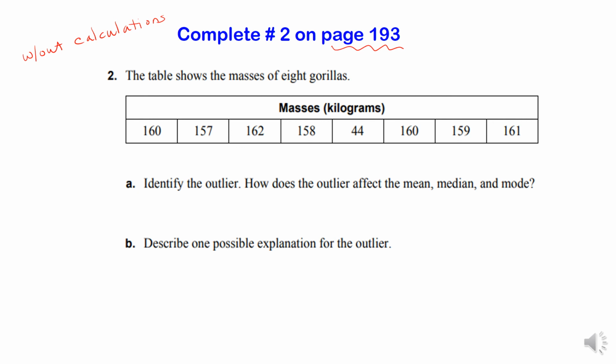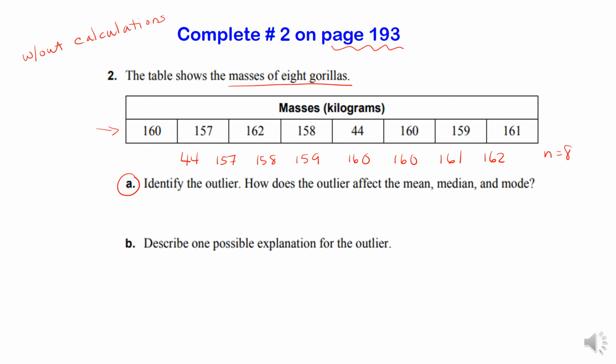So the first thing they want you to do is look at the masses of 8 gorillas. And you can see all the different weights in kilograms. They want you to identify the outlier. So I'm going to go ahead and put these in order just because that'll help me with the median and the mean and the mode. So I'm going to go 44, 157, 158. So it kind of puts them into my brain as I'm doing them so I can kind of see where I'm going to get an outlier. And I've got them all written down there. The N is 8. There's 8 of them.